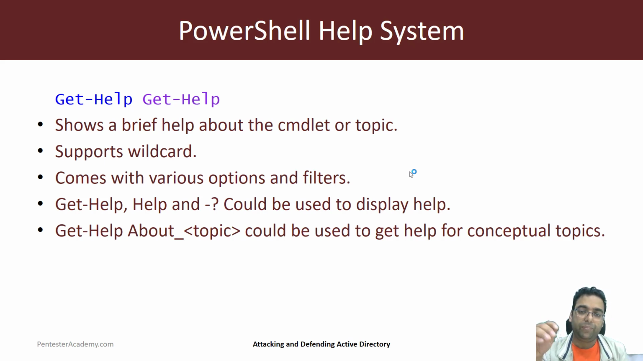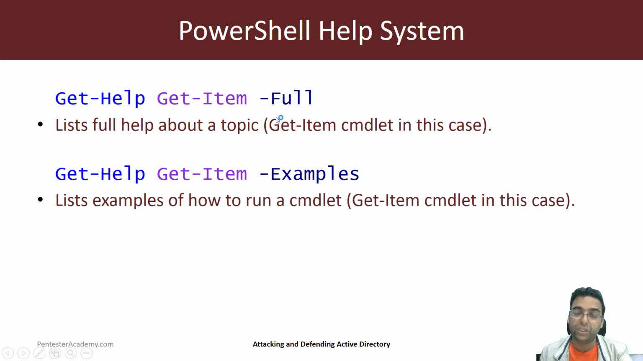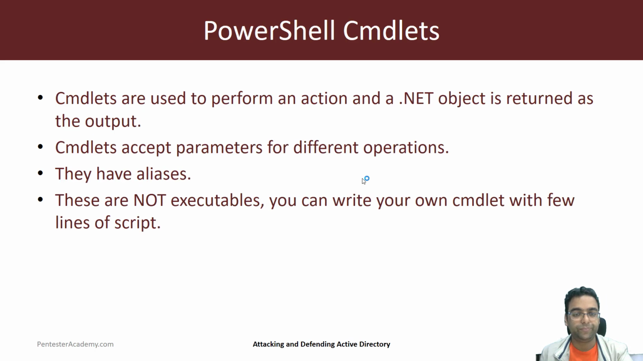What Get-Help does is show a brief help about the commandlet or topic, supports wildcards, and comes with various options and filters. There are aliases to it, and we can use Get-Help about_ to list help about conceptual topics. For example, if you run Get-Help *, it lists everything about the help topics. Get-Help process lists everything which contains the word process. Update-Help updates the help system. Right? There are multiple options. For example, we can use -Full for full help, -Examples for just looking at the examples of a commandlet.